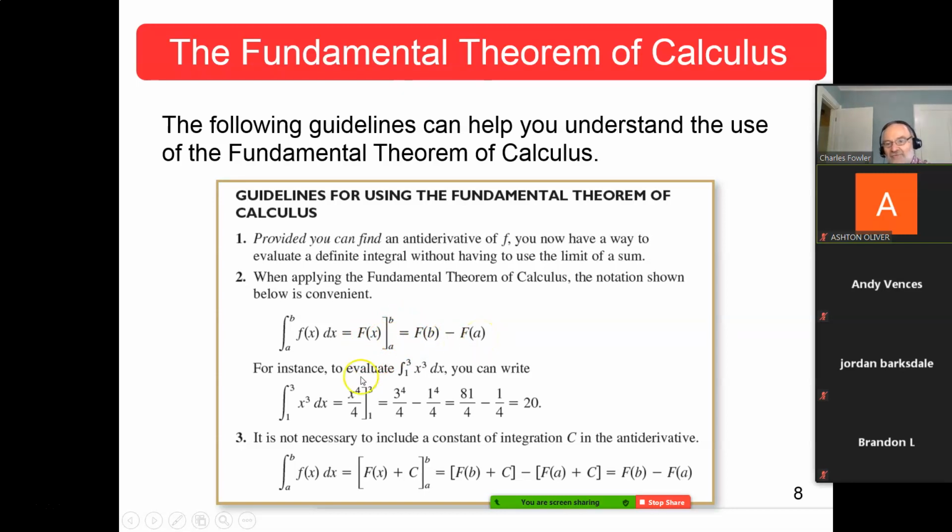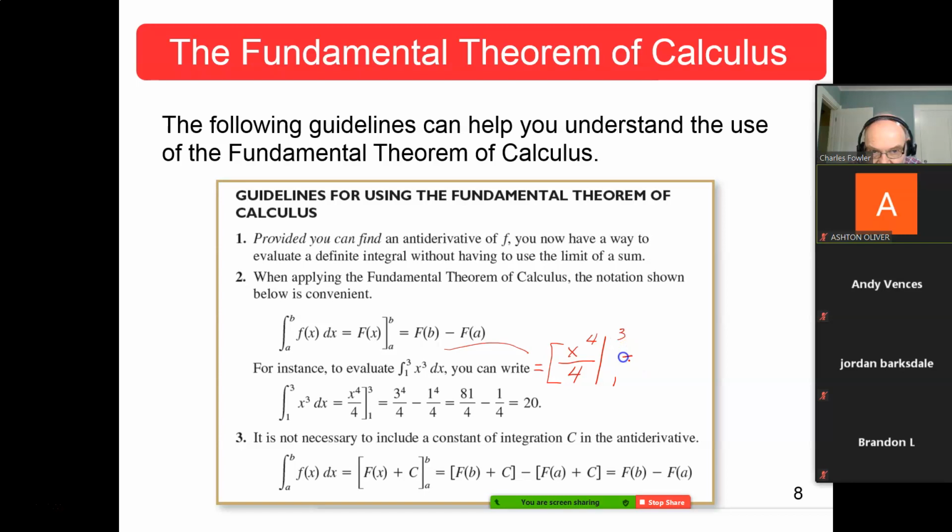For instance, to evaluate this integral from 1 to 3 of x cubed dx, you can write, and let me go on and write it here. They've already got it written down, but just to remind, it's been so long since we've done this. When you're doing the antiderivative of x cubed, what we do is increase that exponent by 1, make it x fourth, and divide by that new exponent. That's x fourth over 4. Did y'all remember how to do that? And then you evaluate that from 1 to 3.